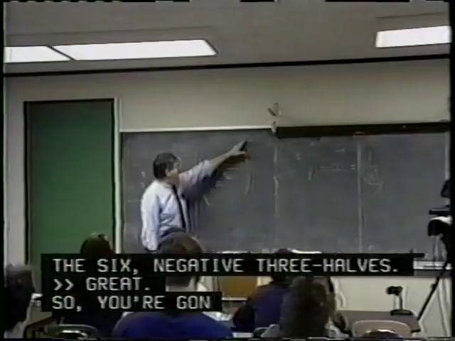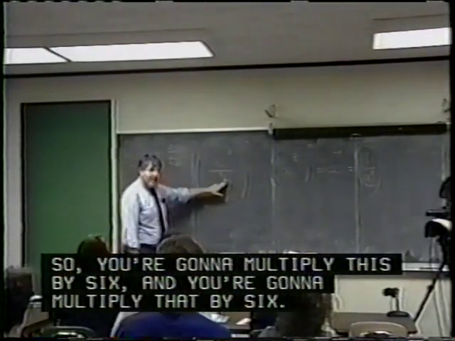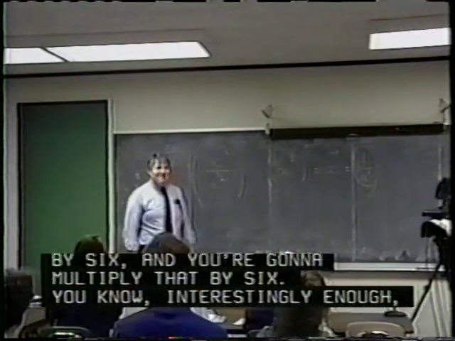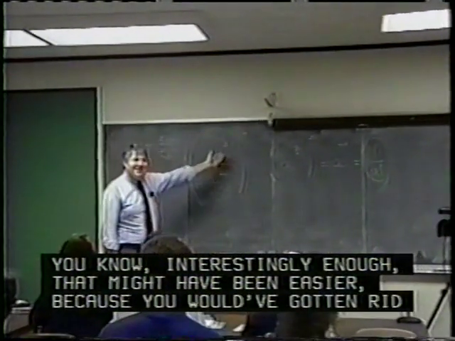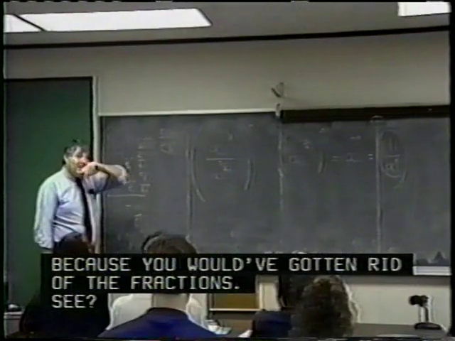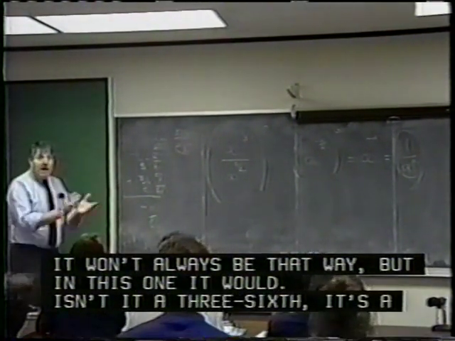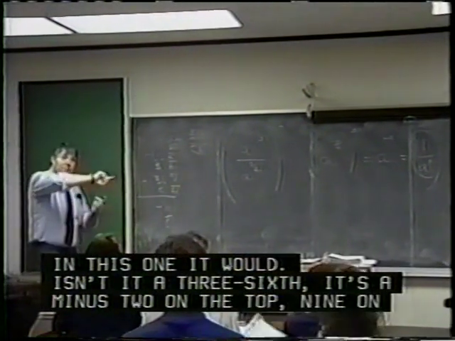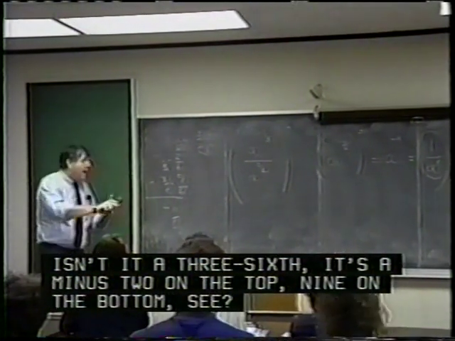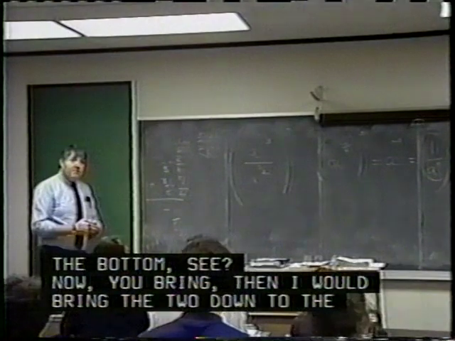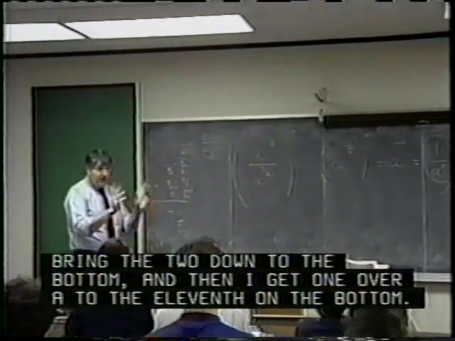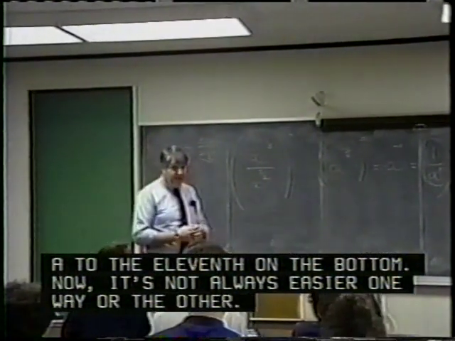Great, so you're going to multiply this by 6, and you're going to multiply that by 6. Interestingly enough, that might have been easier because you would have gotten rid of the fractions, see? It won't always be that way, but in this one it would. 3, 6, it's a minus 2 on the top, 9 on the bottom, see? Then I would bring the 2 down to the bottom, and there I get 1 over a to the 11th on the bottom. Now, it's not always easier one way or the other. In this one, it maybe was. I'm not sure.